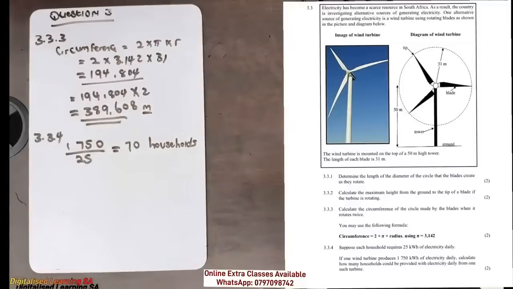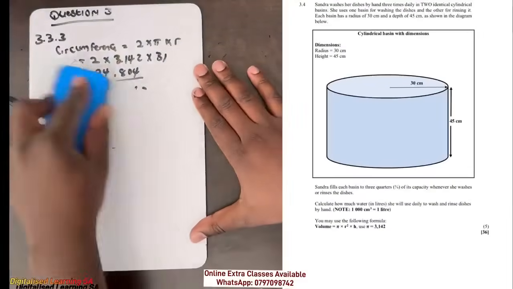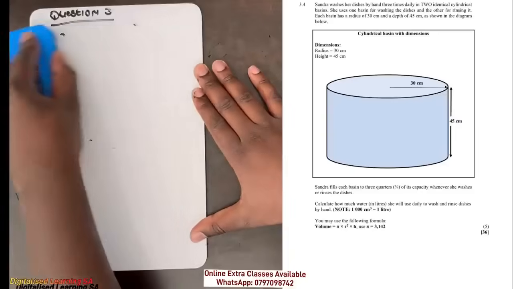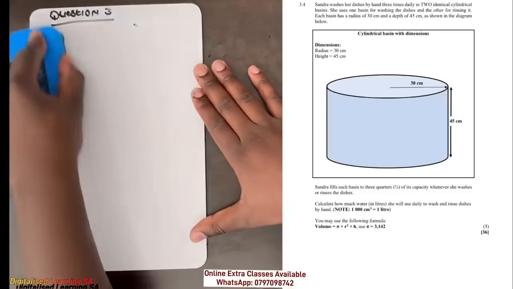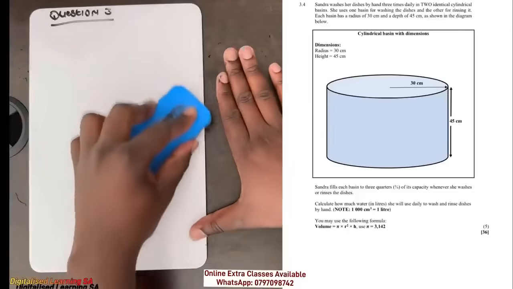And then now we are done with question 3.3, and we will be moving to question 3.4. Maybe before we move to question 3.4, we can just create a bit of space again.